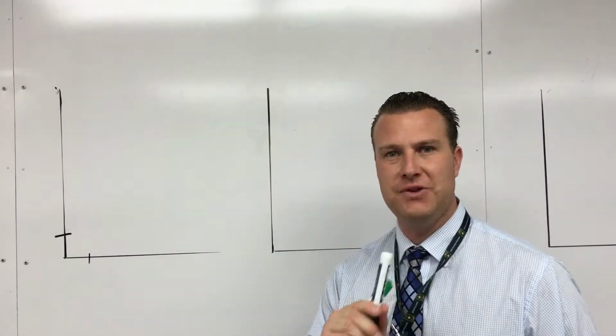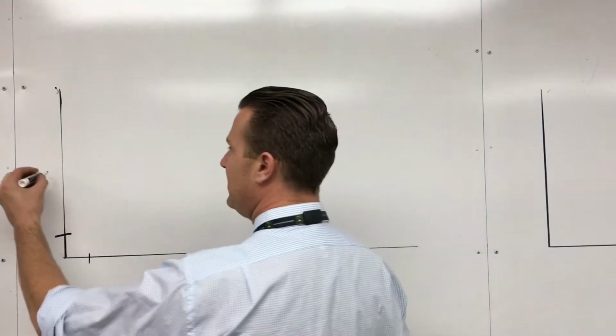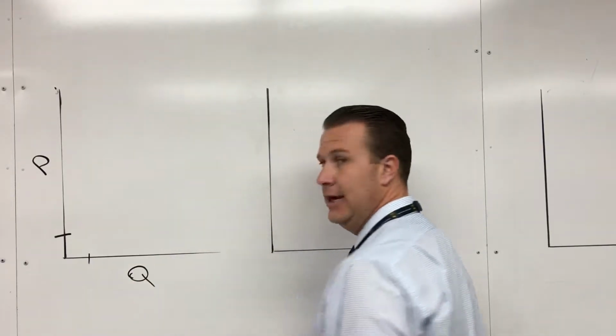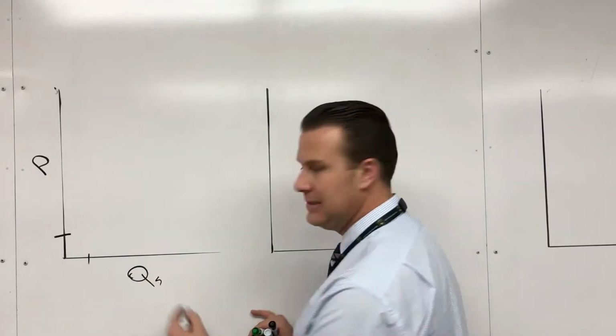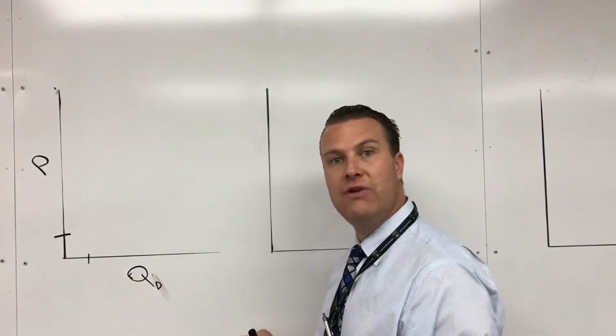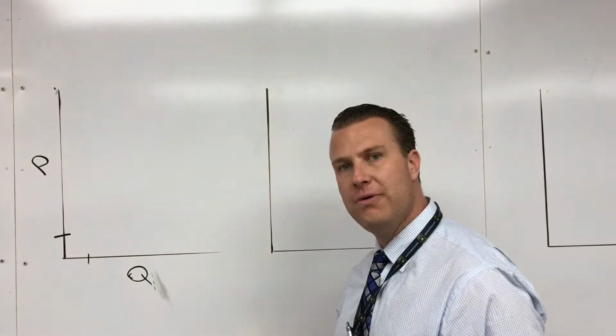But the first thing we have to do whenever we get to a curve, a graph like this, is label it. We always know that our price goes on the left, and our quantity goes down here. If we're just doing a supply graph, then we would put an S. If we're doing just the demand, we would do D. If we're doing both, let's just keep it as Q, because we're going to do both, okay?